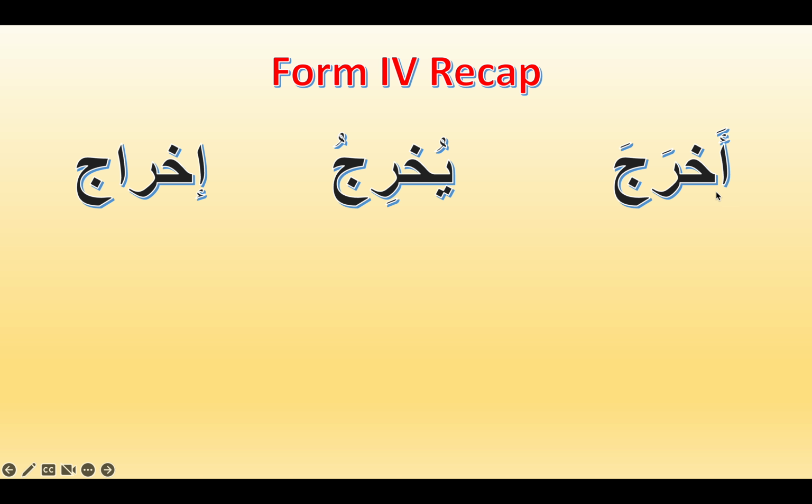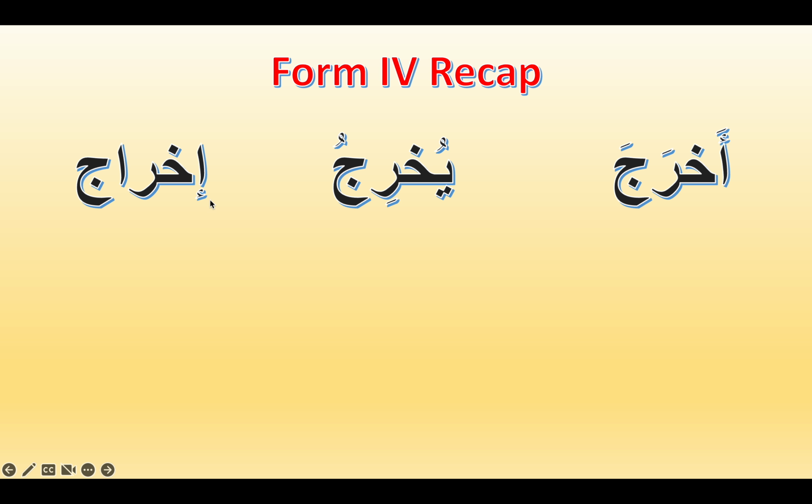So just a quick recap of form 4. So form 4 in the past, you know it's form 4 because it has the alif with a hamza on top at the start. So it's akhraja or atla'a or atba'a, for example. And then in the present, it's yukhriju, okay? And the masdar is ikhraj.